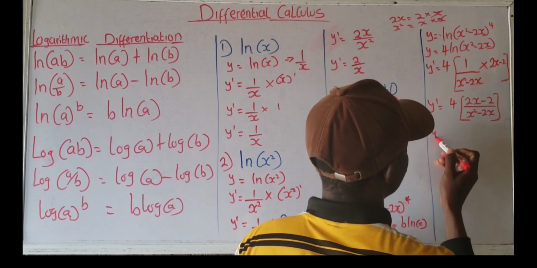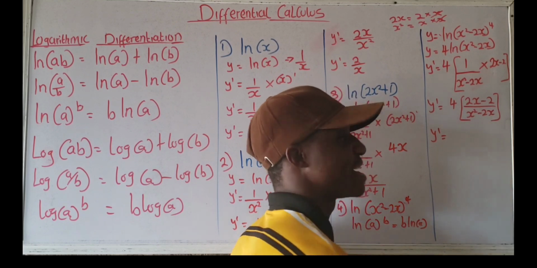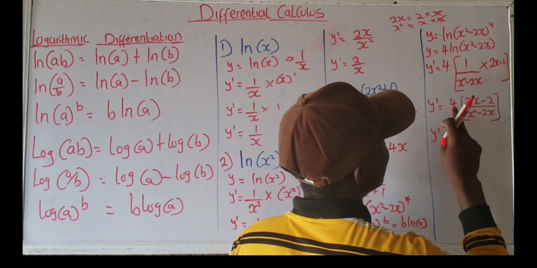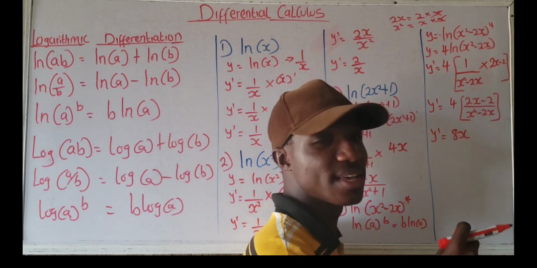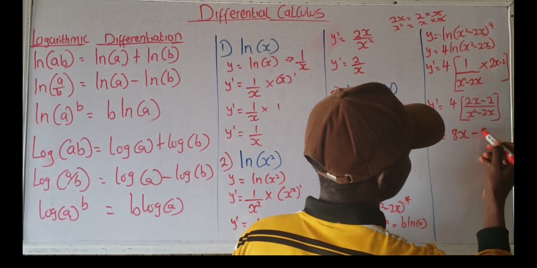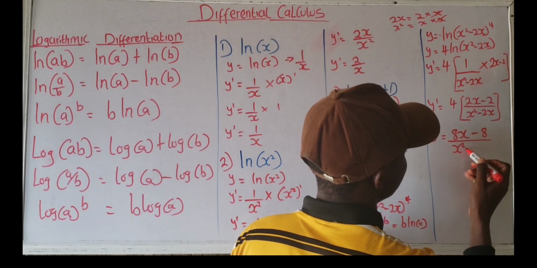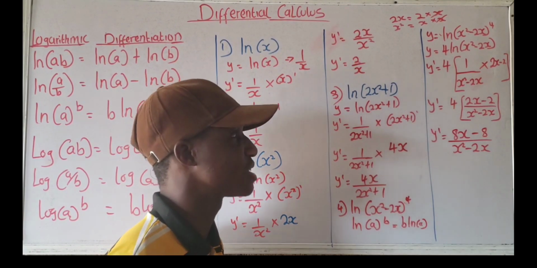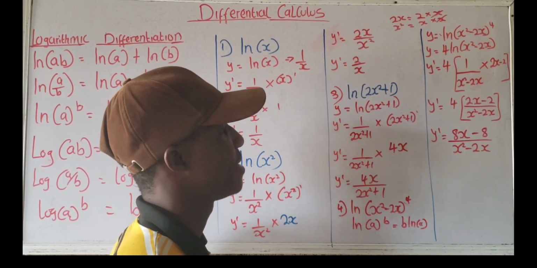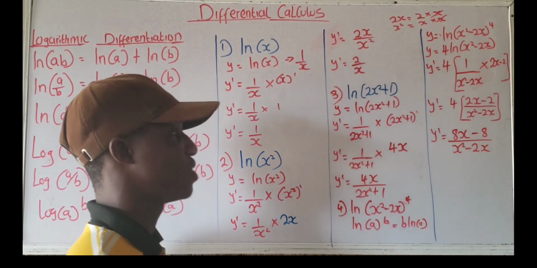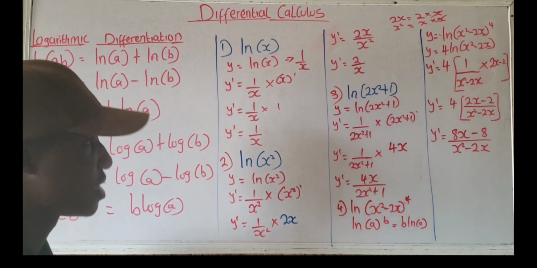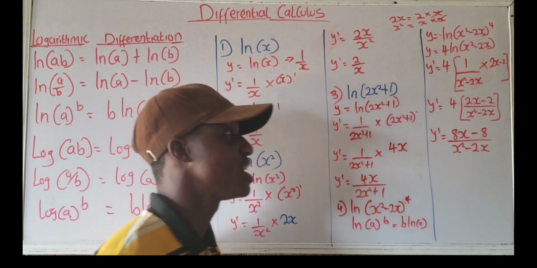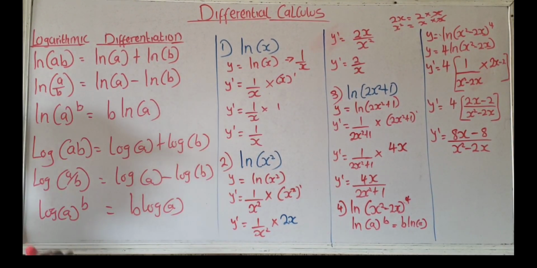Now, you can open the bracket if you like. 4 times 2x will give us 8x, and 4 times negative 2 will give us negative 8. So the derivative of this function is 8x minus 8 all over x squared minus 2x. You understand? Okay, I'm very sure you understood the basics of how to differentiate a logarithmic function. This is just the basics.